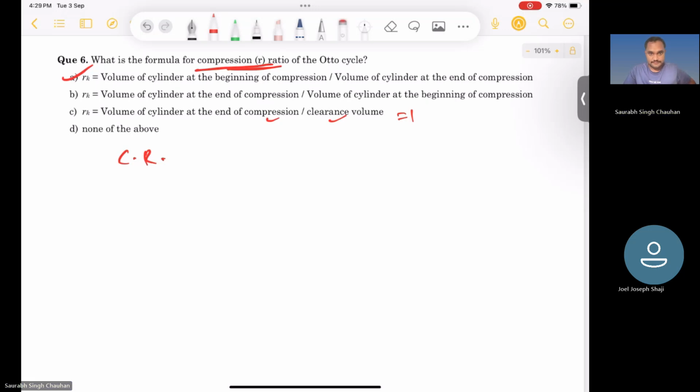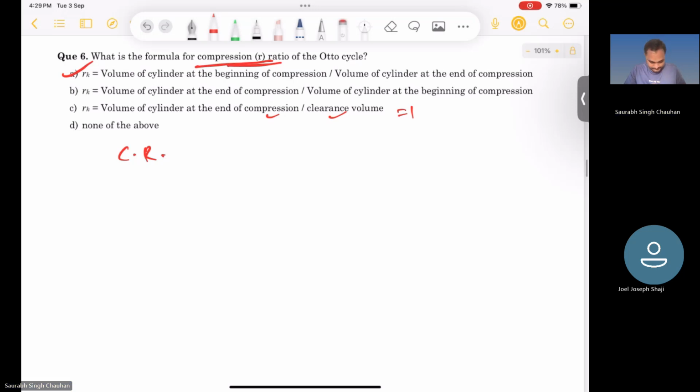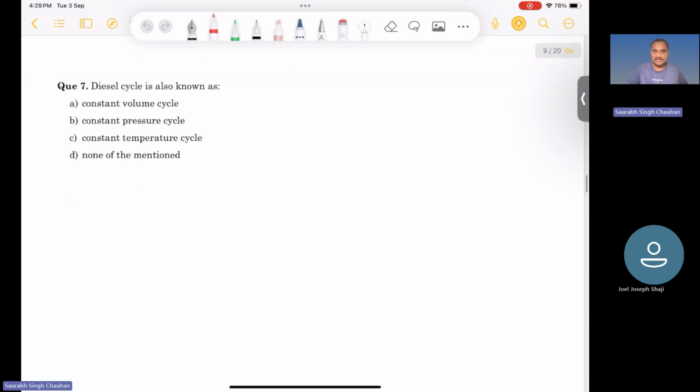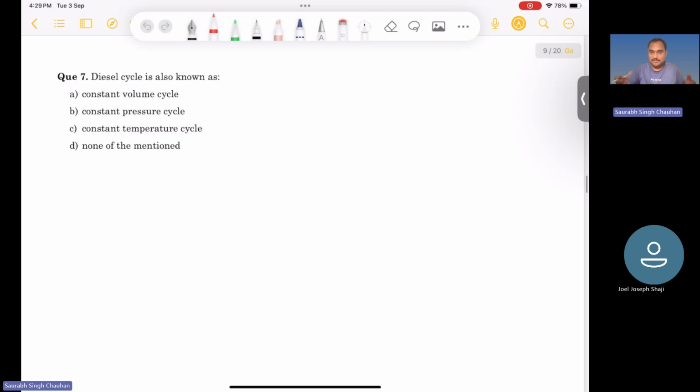Okay. So we will move to question number 7. If you have any doubt, you can just raise your hand, or you can write your doubt in the comment section, or you can unmute yourself and ask. If you have no doubt, then it's great.